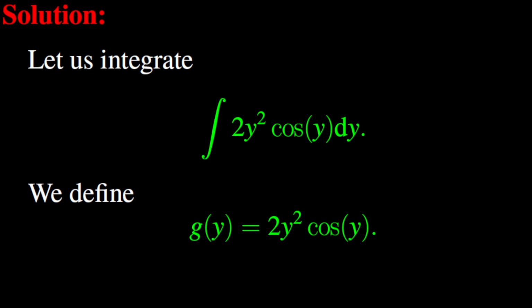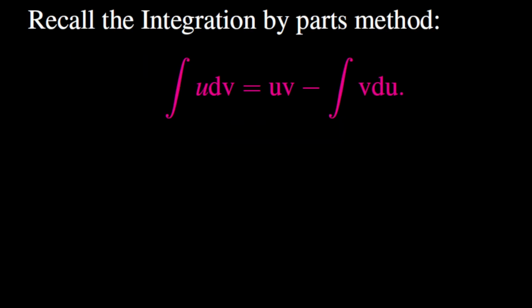Actually, the polynomial function 2y squared is of degree 2. Consequently, our first goal will be to reduce the degree of the polynomial function to 1, by using the method of integration by parts. Let us briefly review the method of integration by parts. We know that the integral of u dv is equal to u times v minus the integral of v du.